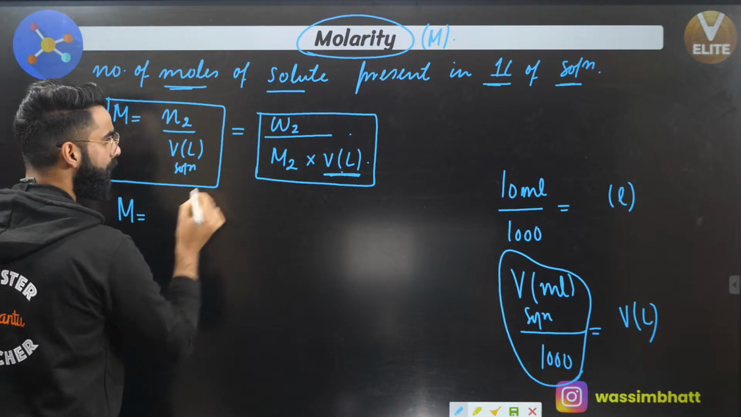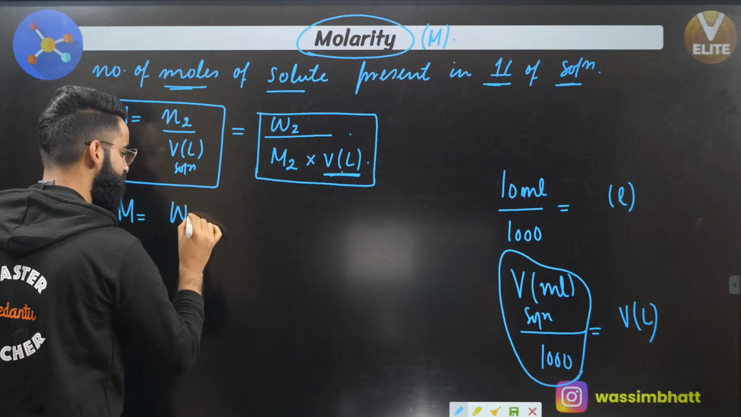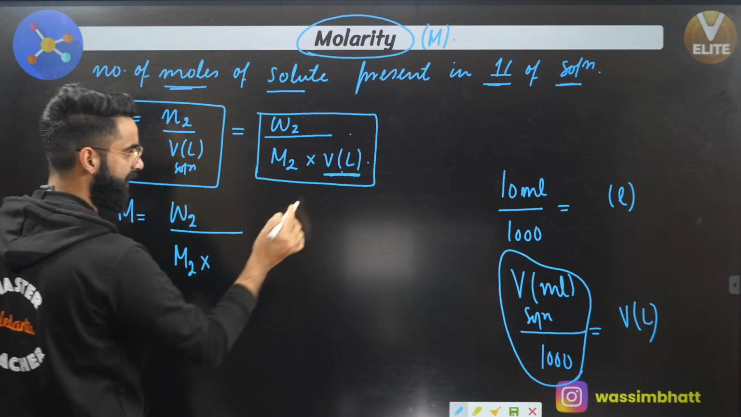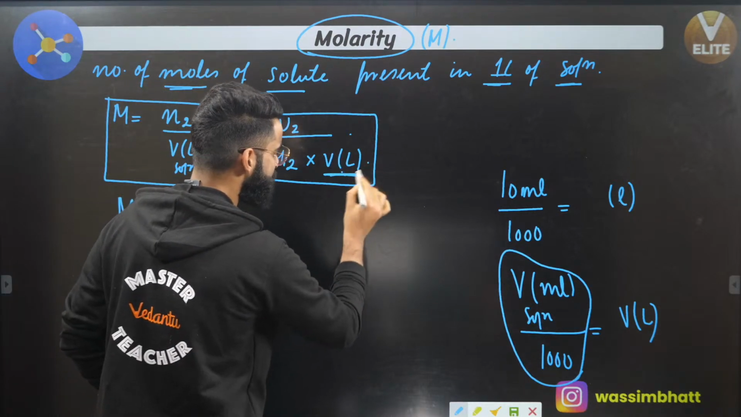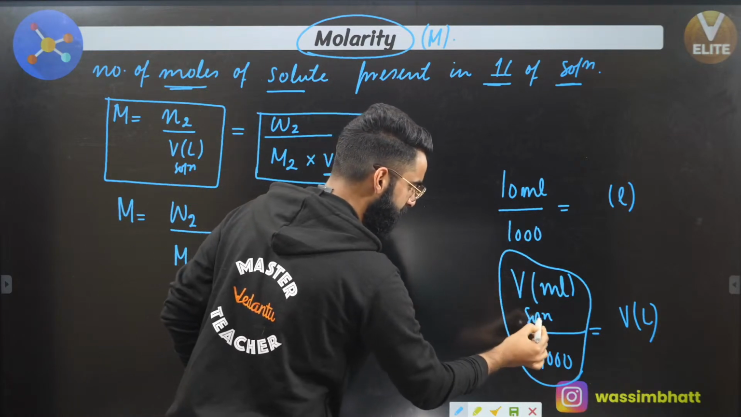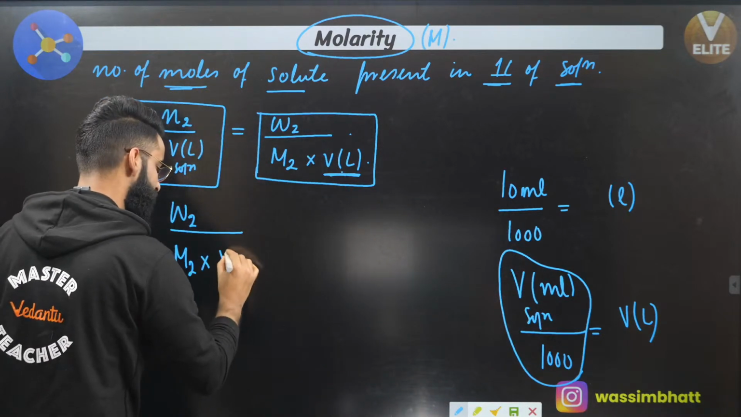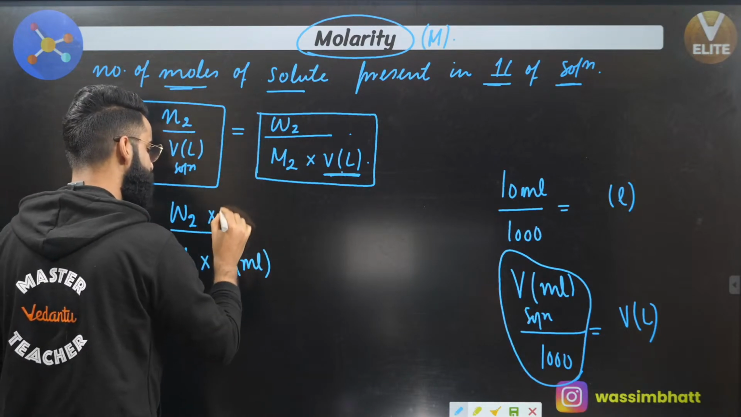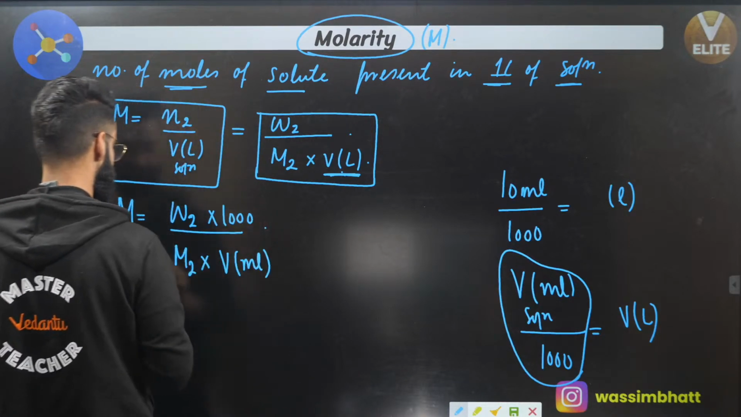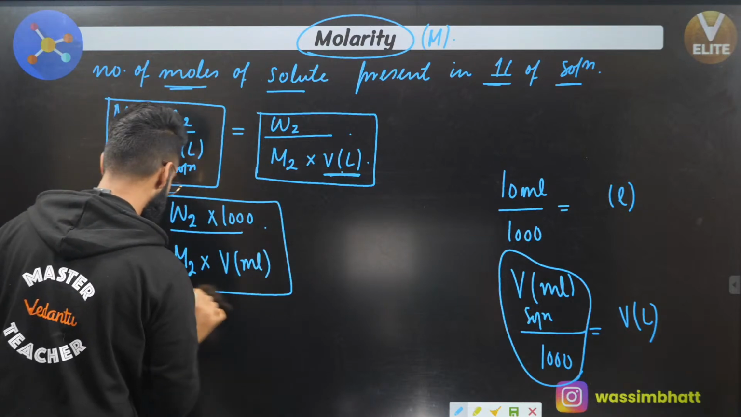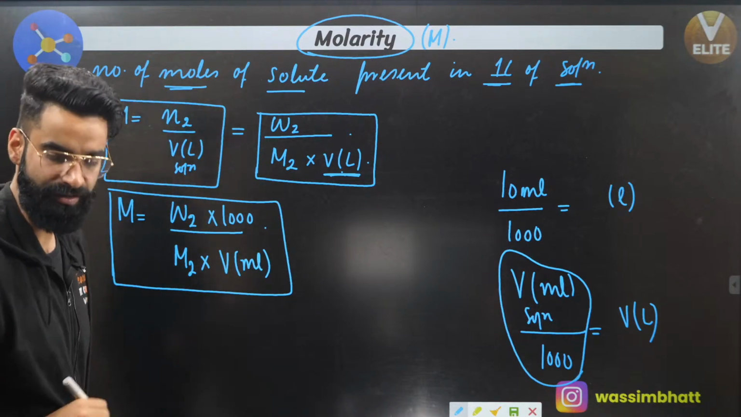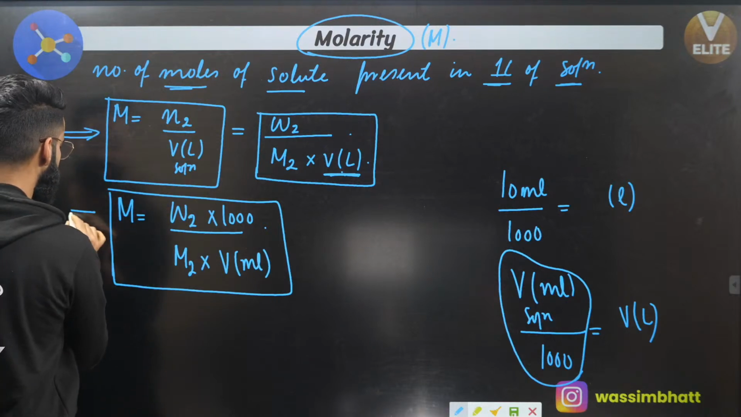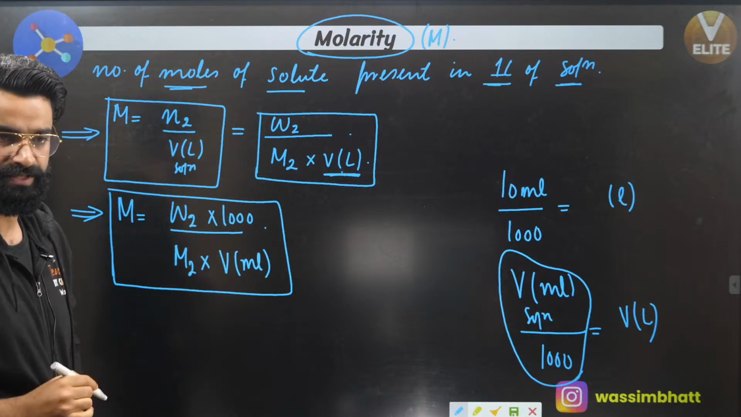So what I'll get is something like this. Molarity is equal to, in the numerator, mass of solute W2 divided by M2, the molar mass of solute, multiplied by, instead of volume of solution in liters, volume of solution in ml divided by 1000. That 1000 comes up, so it becomes 1000 in the numerator. This is one more formula which you can use to calculate the molarity of the solution. And frequently, I'll be using this one and this one to calculate molarity.